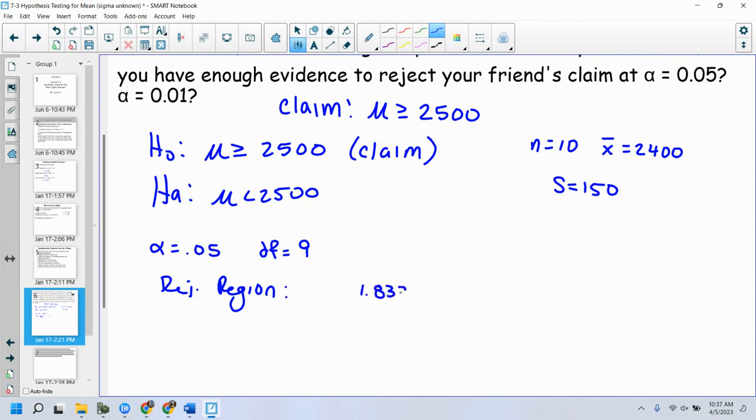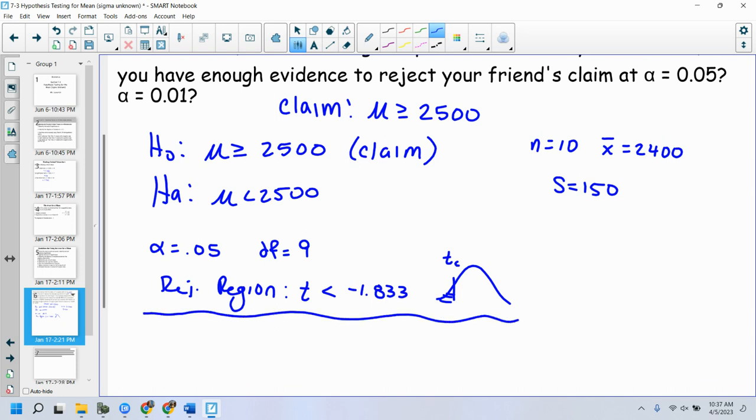So I've got 1.833, but this is left-tailed, so what do I have to do to that? Make it negative, right? Now, when am I going to choose to reject the null? When it is less than or greater than? Less than. So if t comes out to be less than negative 1.833, and maybe it is a good idea to sketch. There is your critical value, your tC. If my true t-score turns out to be in that region, then I can reject the null. If it's not, then I can't, right?